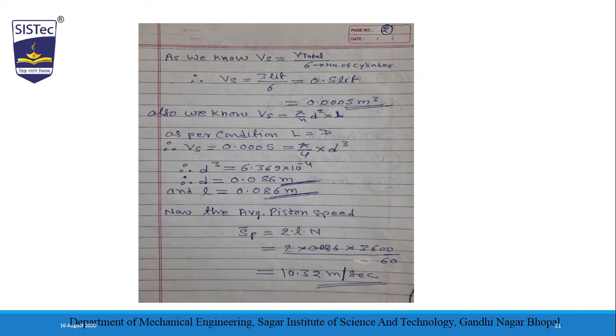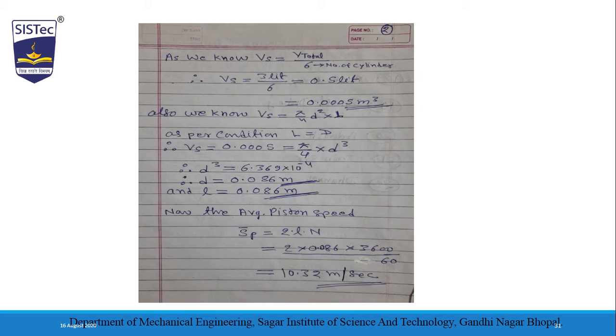We also know the swept volume of the engine is calculated with the help of the total volume divided by the number of cylinders. In this case, the total volume of the engine is given, that is 3 liter, and it is a V6 engine, so the number of cylinders is 6. So we will get the swept volume, that is 0.5 liter.